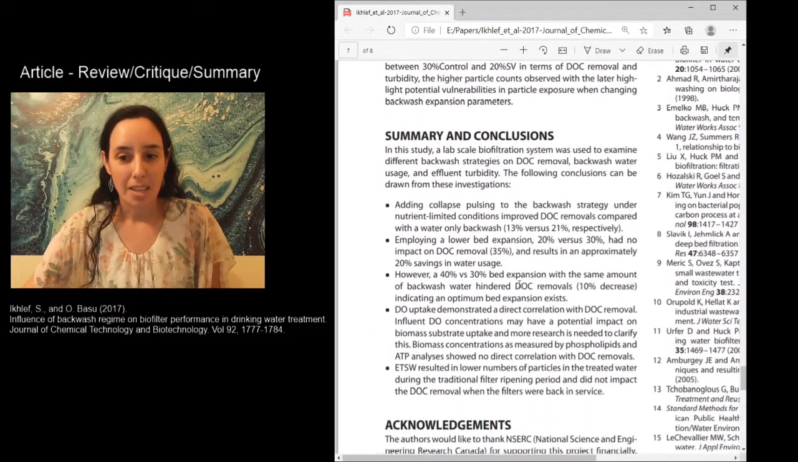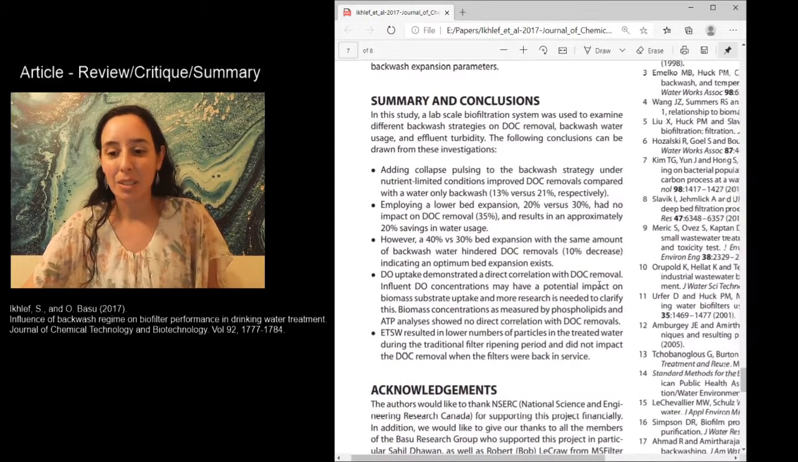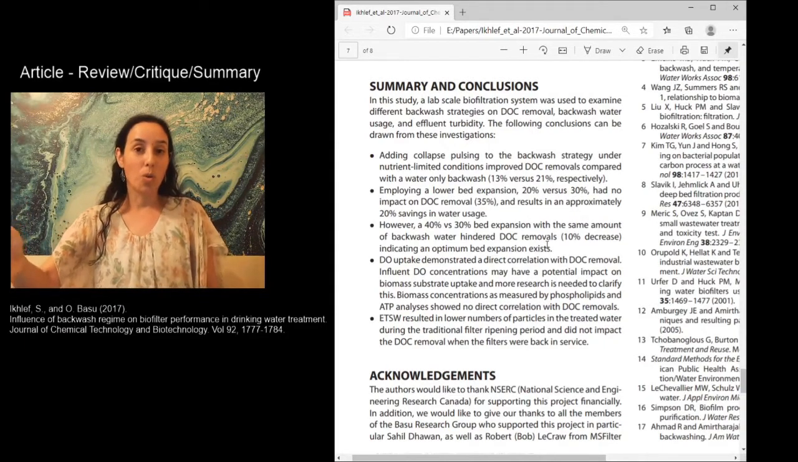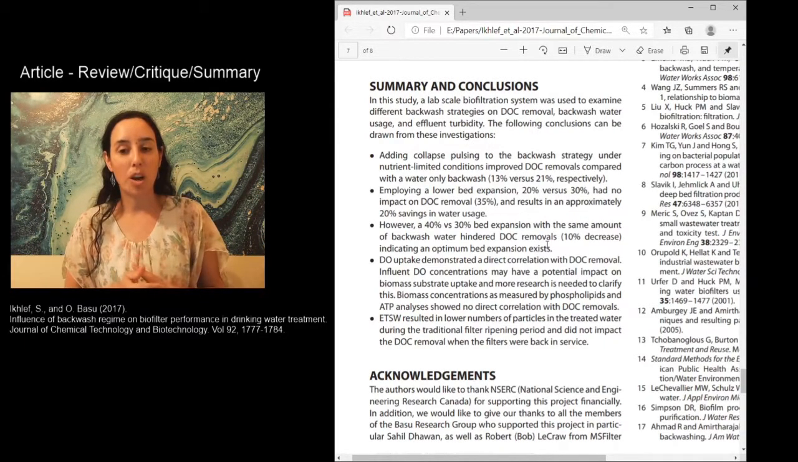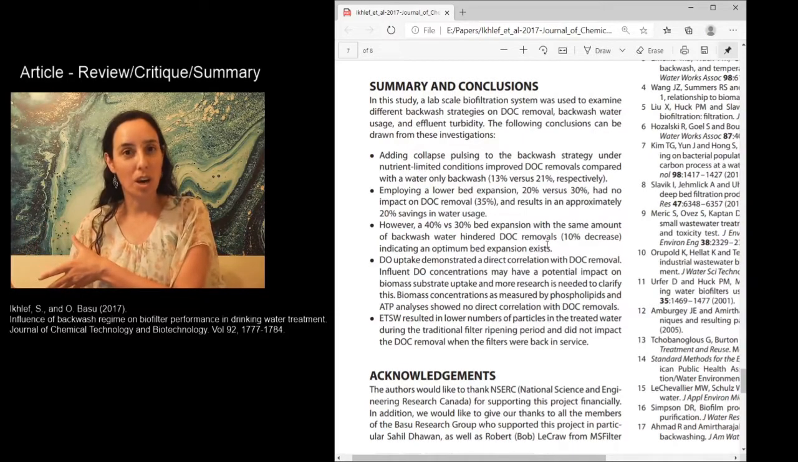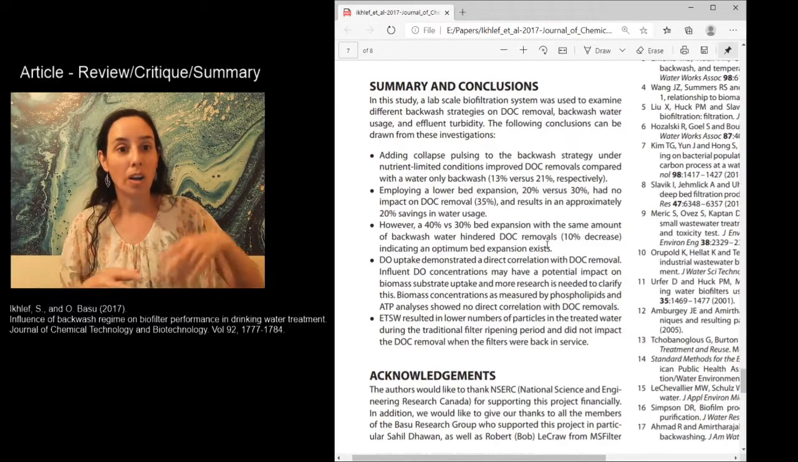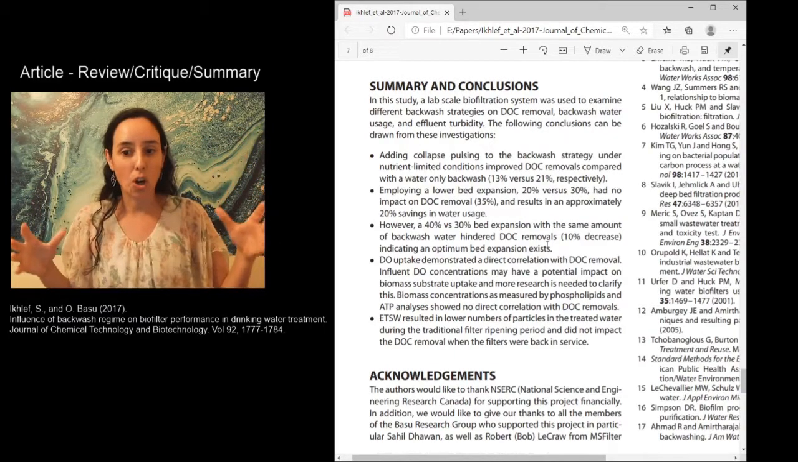Okay, this is supposed to be short. So, summary and conclusions. You can see that in the summary and conclusions, I'm talking about how collapse pulsing, the backwash strategy, has an impact. We talk about how bed expansion has an impact. These are all different backwashing techniques. So, the main objective was to look at backwashing, and that is matched within the conclusions of the article. So that would at least tell you that the authors were trying very hard to have a very clear, succinct article.